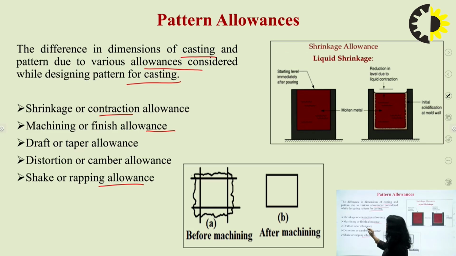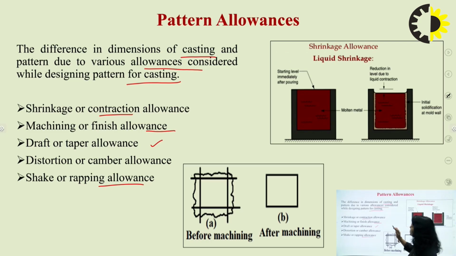The first allowance is the shrinkage or the contraction allowance. The second one is the machining or finish allowance. The third is the taper or draft allowance. The next one is the camber or the distortion allowance. And the last one is the shake or the shaking or the wrapping allowance.